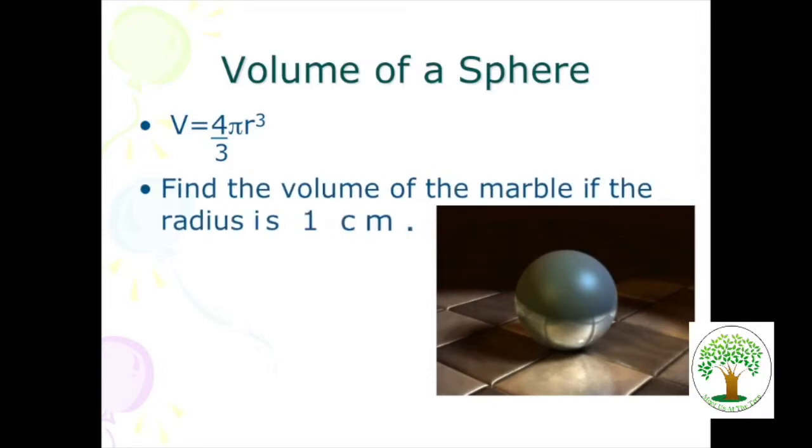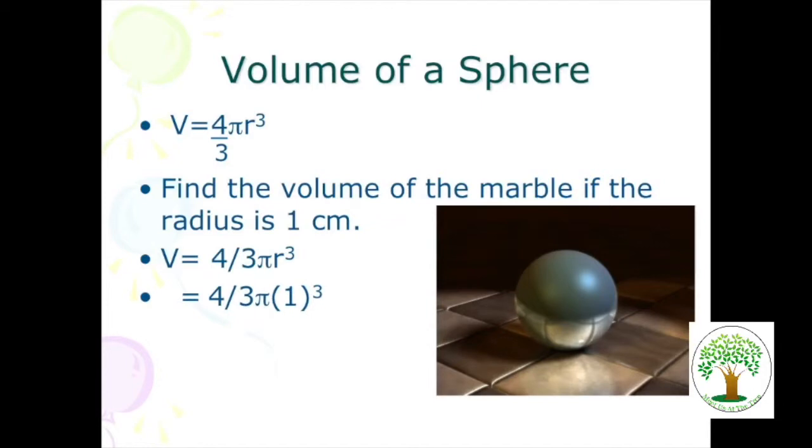So if we found the volume of a marble that had a radius of 1 centimeter, we'd put a 1 where in that formula? Where the r is, and we wouldn't have to do anything to the rest. This r would just become 1. The 4 and the 3 and the pi would stay where they are.